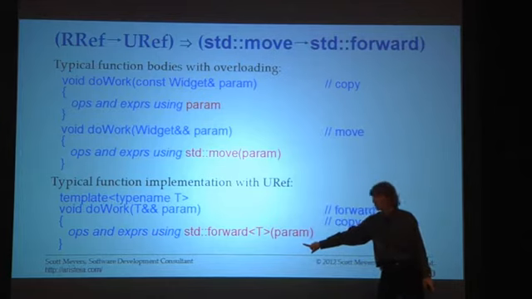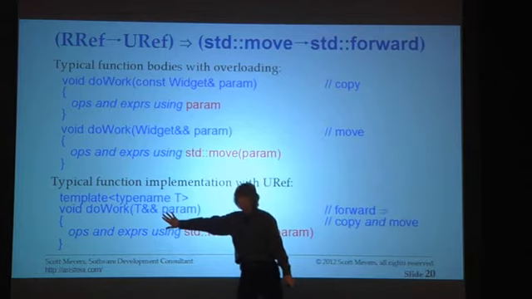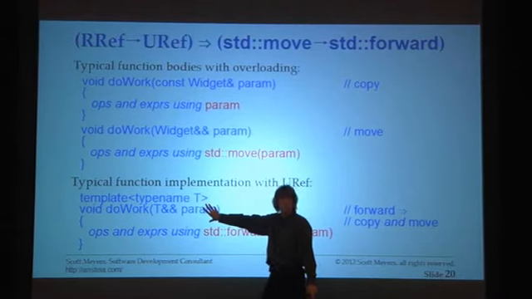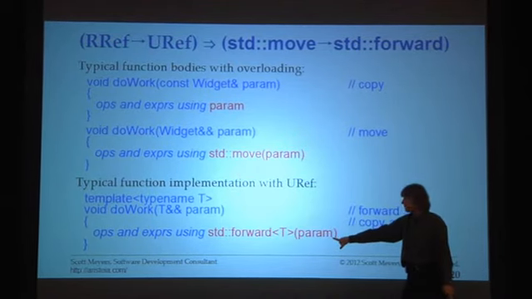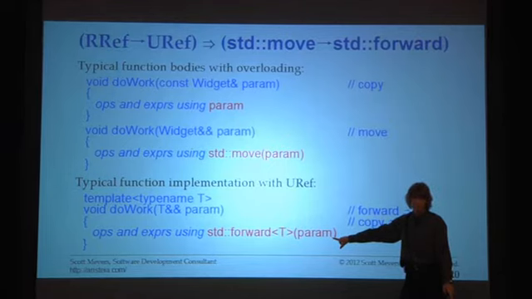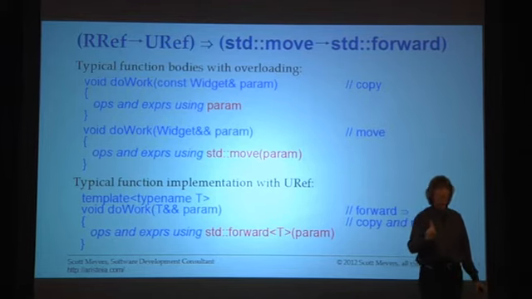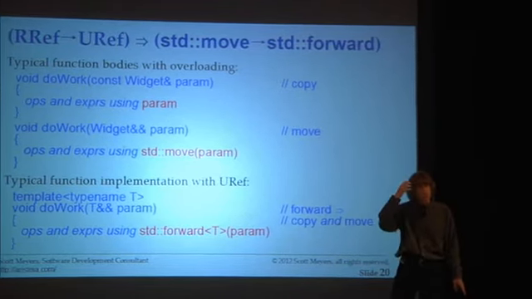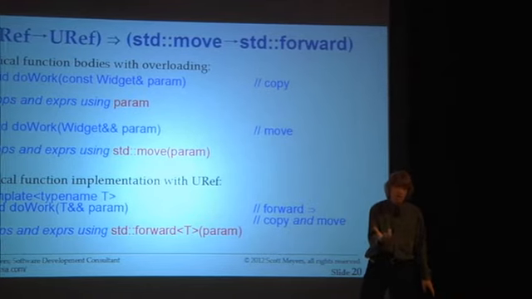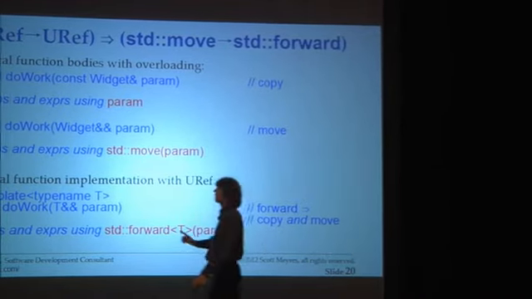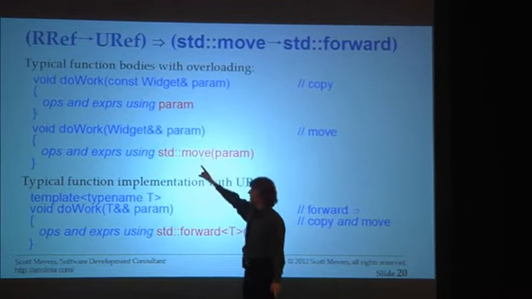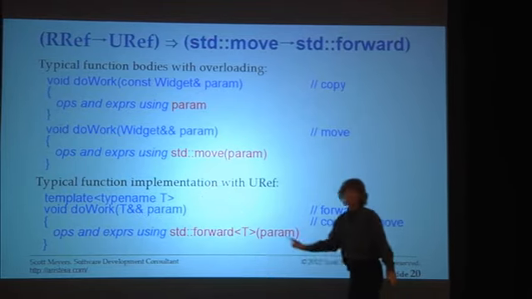So if you write a function that takes a universal reference, what you expect is that that parameter, every time it's used, will be wrapped in standard forward. This is, by the way, another reason why it's really important to distinguish between, do I have an R value reference or do I have a universal reference? R value reference, wrap uses in move. Universal reference, wrap uses in forward.